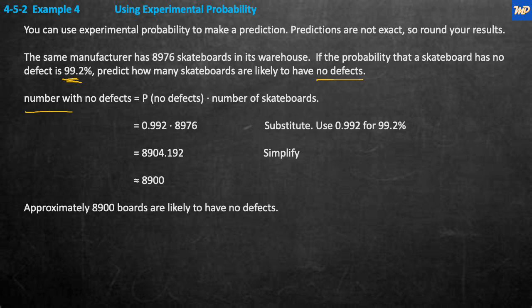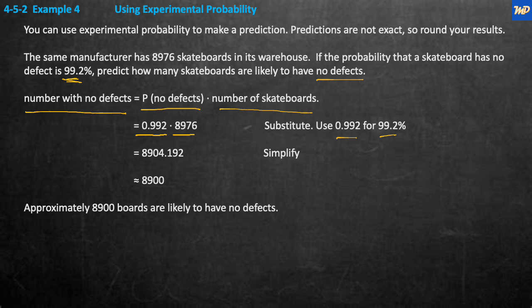You take the number with no defects, which is equal to the probability of no defects, P of no defects, times the total number of skateboards, which we now know is 8,976 skateboards. So we're going to take 0.992. We have to convert it back to a decimal to do the multiplication. So 0.992 times 8,976. Here you substitute the decimal in for the percent.